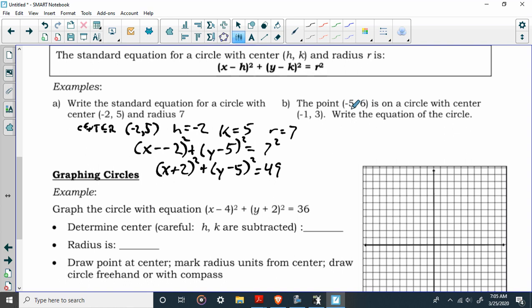So the point -5, 6 is on a circle with a center 1, -3. Write the equation of the circle.